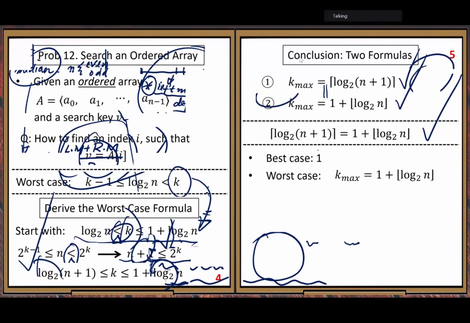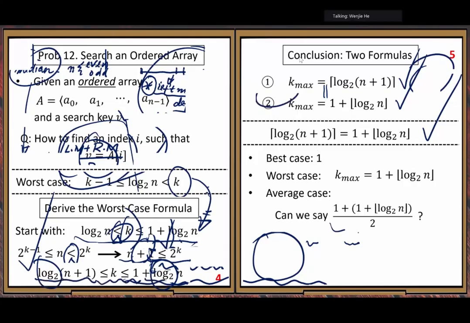Then the next question: what's the average case? After we get a best case and a worst case, what is the average case? Can we say the average case is just the average of the best case and the worst case? In general, no. In general, you cannot say that. Only in a special case can you say it, but in the general case, you cannot.